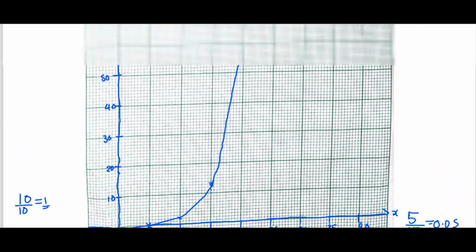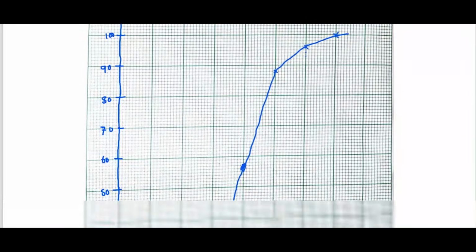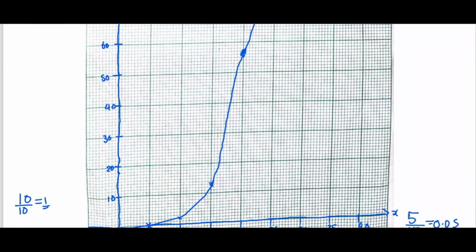So with that question, we are done. We've drawn a smooth cumulative frequency curve. Now after we are done with this, let's look at Roman number 3. Showing your method clearly, use your graph to estimate the interquartile range. So we want to find the interquartile range. So what's the formula for interquartile range?